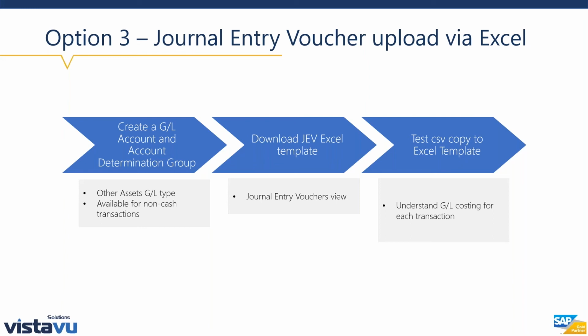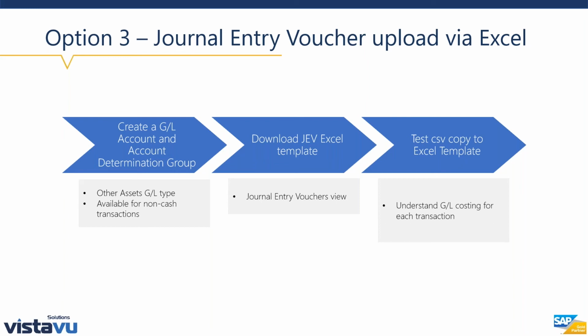For the journal entry voucher to work, first of all, you'll be debiting that expense account and you'll be crediting something else. For that something else, for the credit part, you could actually set up some sort of an other asset type of GL account, maybe call it a credit card clearing. And also you'll have to have an account determination group set up for it as well. Make sure that it is available for non-cash transactions.